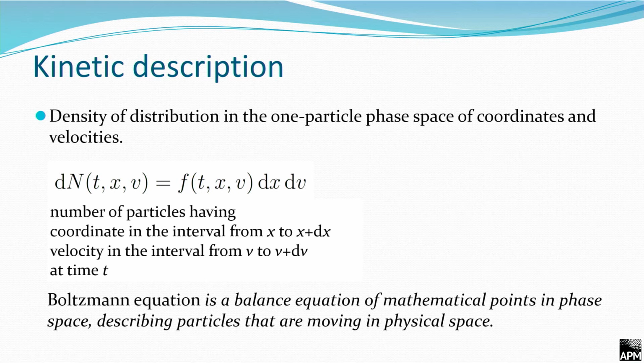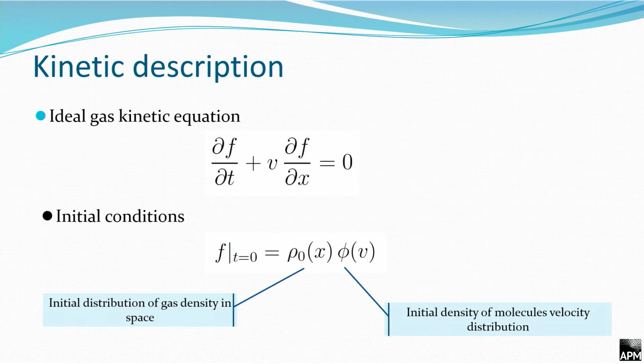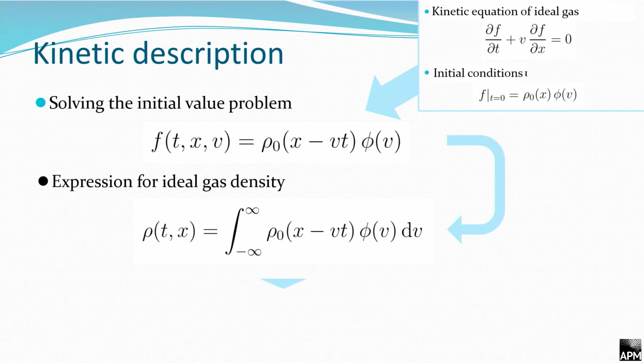So we solve the problem in a higher space dimension. But when we solve it, we can obtain the real mass density as an integral of the density function. Also for kinetic description, we can write the initial problem, and then if we solve the initial problem, integrate it, and then go to continuum description.